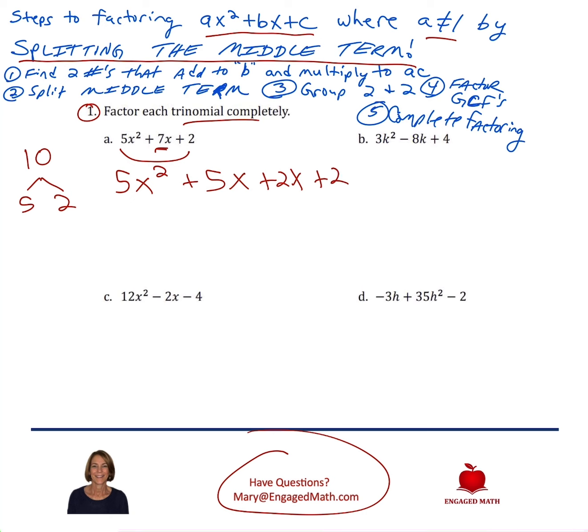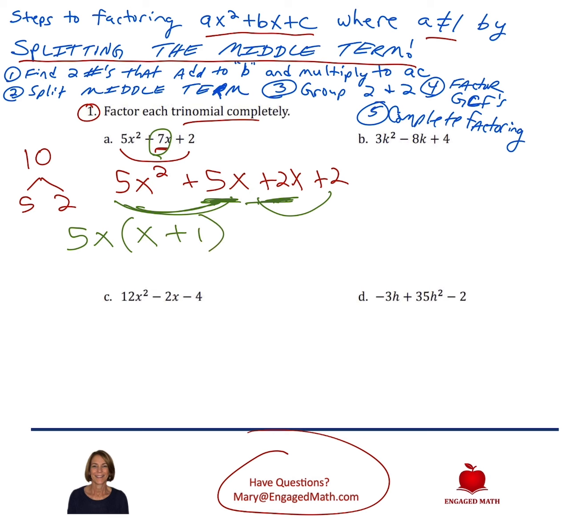So literally what we've done so far is we've taken this 7x and we've split it into these 2 terms. That was step 2. Step 3, we're going to group 2 and 2. So we're going to group these 2 together and these 2 together. By the way, you'd get the exact same answer if you had written the 2x first and then the 5x instead of 5x and 2x. Same thing. Okay, so we group 2 and 2. Step 4, we are going to factor GCFs. So between these first 2 terms, the GCF is 5x, and we know how to do that.